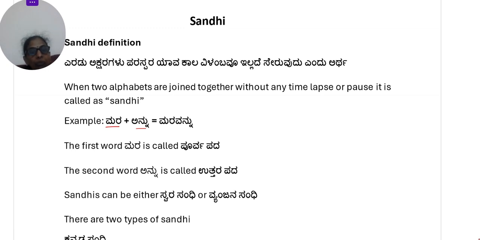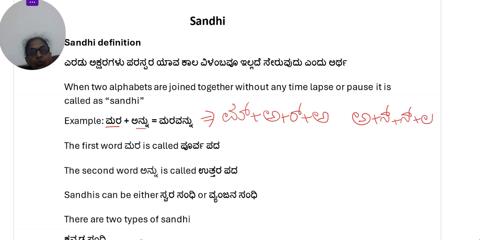So what do you mean by this? Swara Sandhi or Vyanjana Sandhi? Let us again take this same example. So when you say Mara, how will you split Mara? You will split it as M plus A plus R plus A. Okay. And Annu, how will you split? You will split it as A plus N plus N plus U.